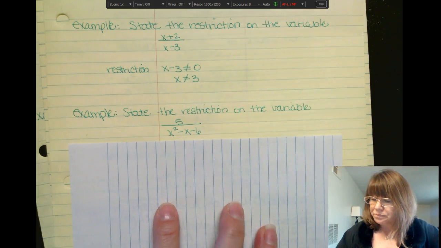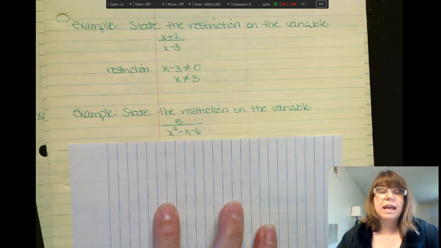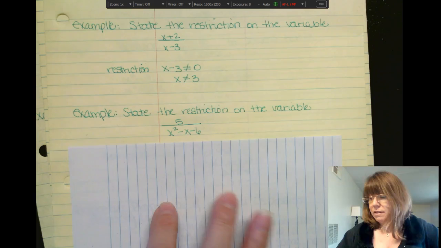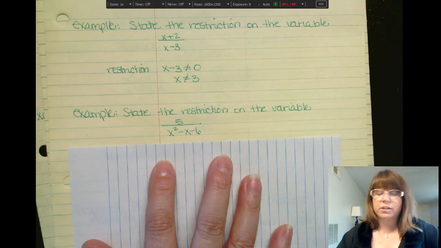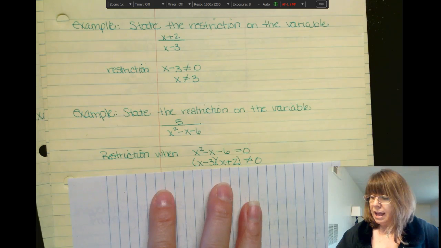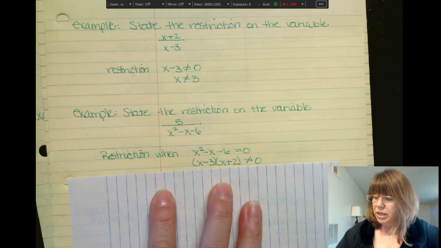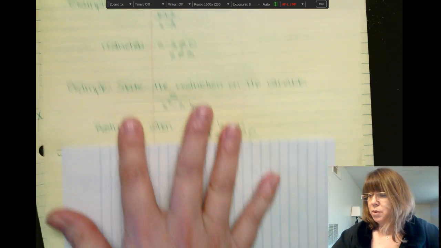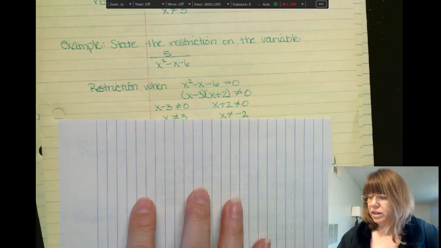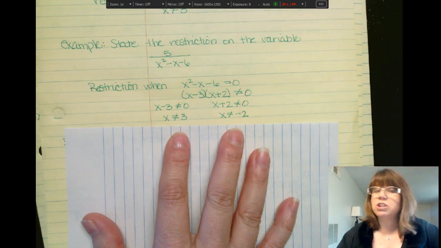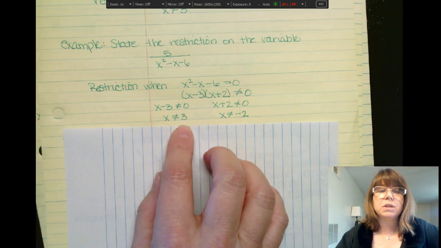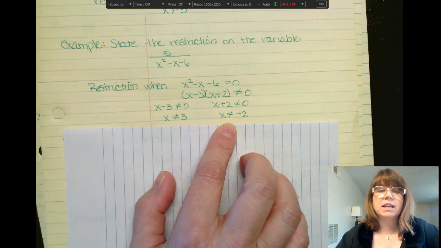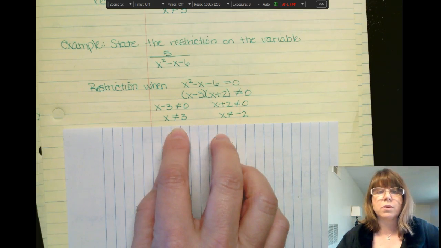Let's try another one. Let's state the restriction on 5 all over x squared minus x minus 6. First thing I'm going to do is factor that denominator. So I get x minus 3 times x plus 2, and we do not want it to equal 0. So I'm going to break both of those apart and see what it shouldn't be. So x minus 3 shouldn't be 0, and x plus 2 shouldn't be 0. Therefore, x can't be 3, x can't be negative 2. It can be everything else but those two numbers.